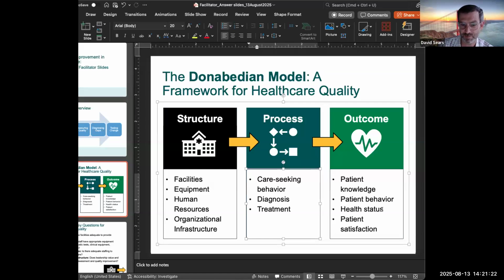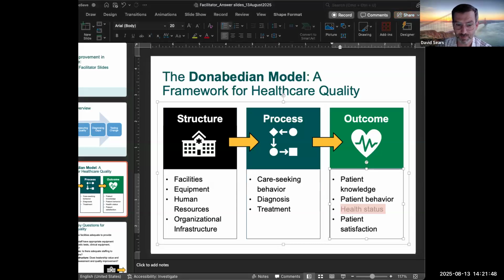And I think a lot of times we really think about quality as health status, and that's very important. But sometimes we forget that there are so many other things that feed into that, and patient satisfaction is key. The facilities, the equipment, the appropriate diagnosis is key. So we introduced this model, and there's also in the additional learning materials a document, about 2 pages, around the Donabedian model.